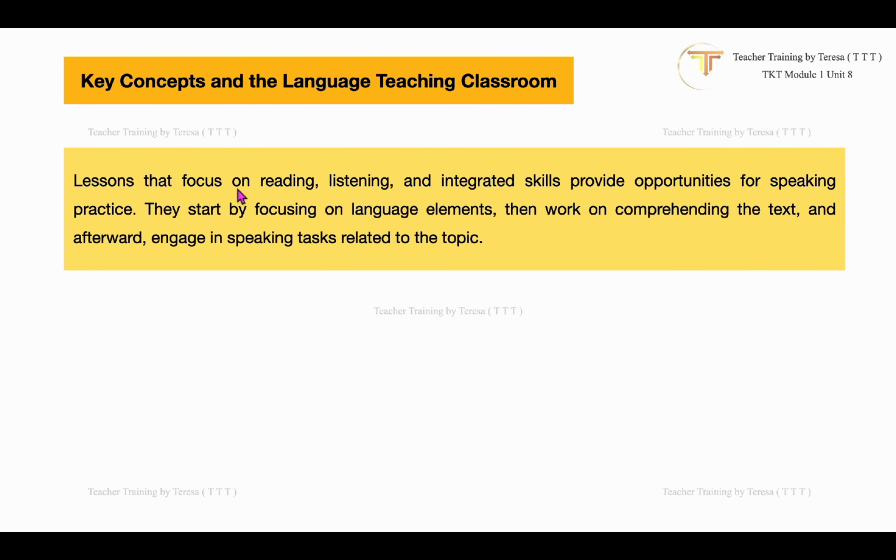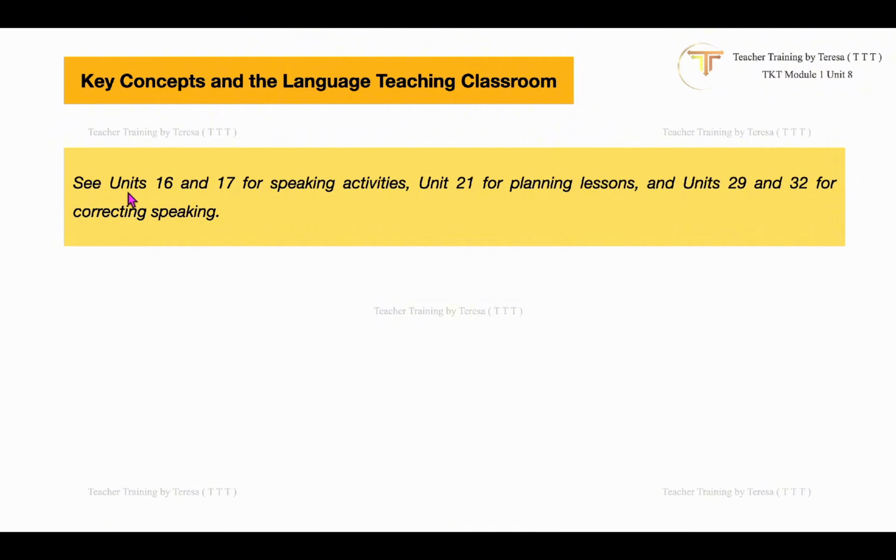Lessons that focus on reading, listening, and integrated skills provide opportunities for speaking practice. They start by focusing on language elements, then work on comprehending the text, and afterward, engage in speaking tasks related to the topic. See Unit 16 and 17 for speaking activities, Unit 21 for planning lessons, and Units 29 and 32 for correcting speaking.